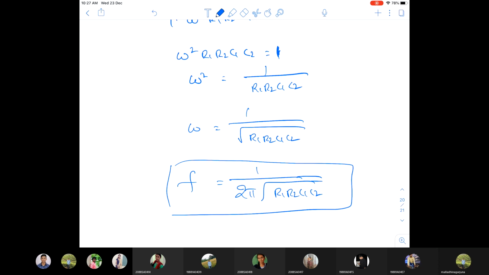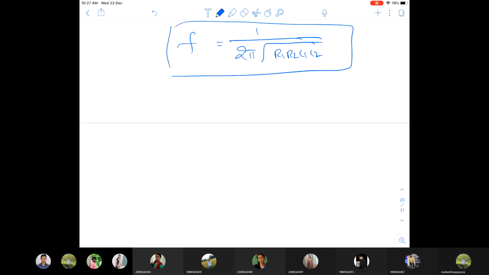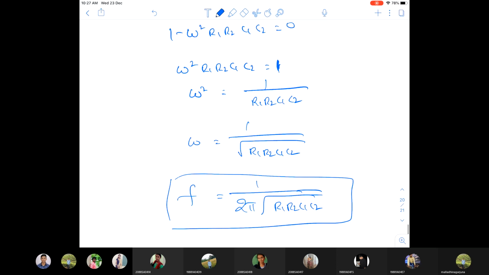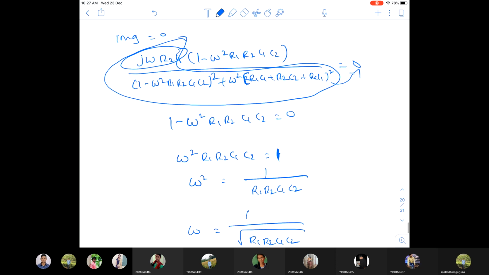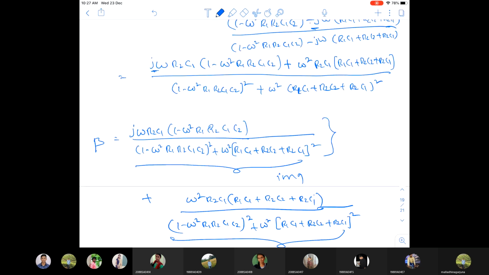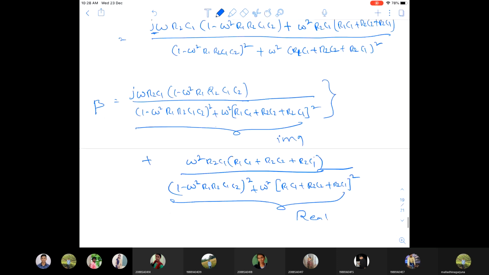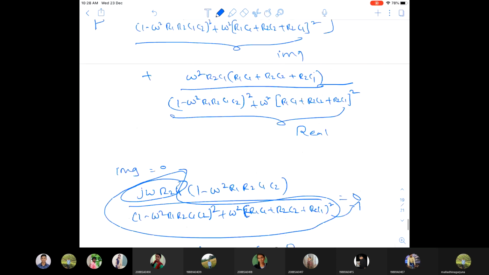So now what is the remaining part? Beta is equal to, this is the part now. So this is the beta equation. This part became 0. Now substitute, take the remaining part of it.